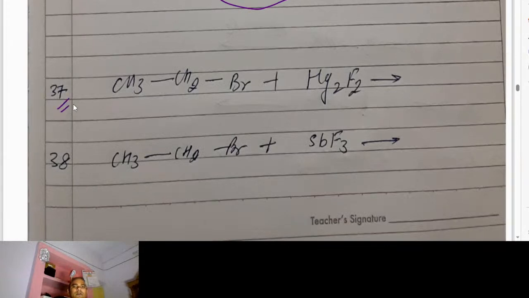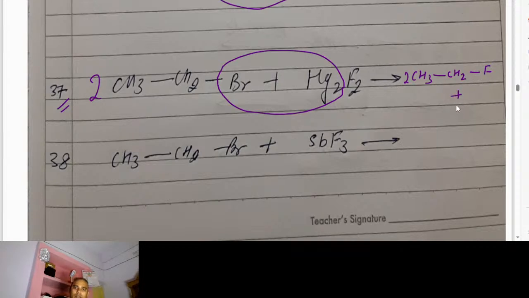Next one is, student, 37. What is this reaction called, student? This reaction is called the Wurtz reaction, friend. So how will the product form, student? 2 molecules of CH3, this is the CH2 and what is there, student? F plus what is there, student?